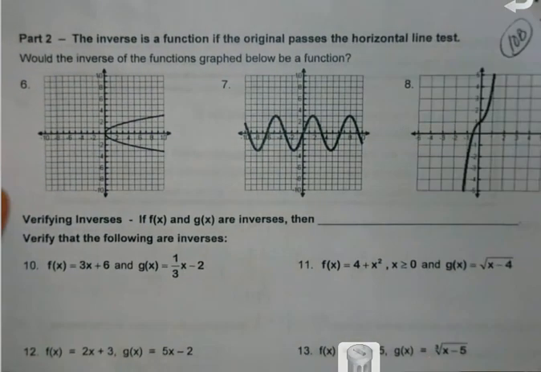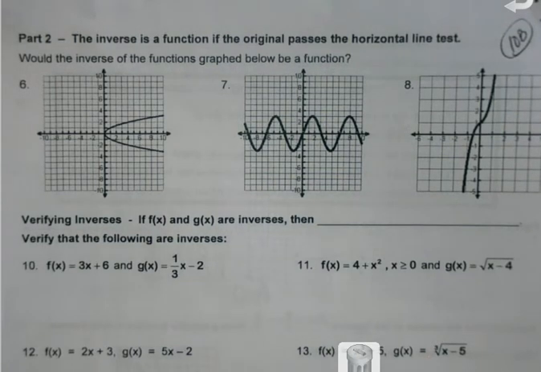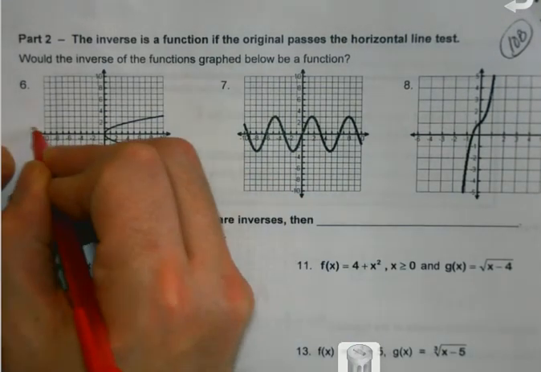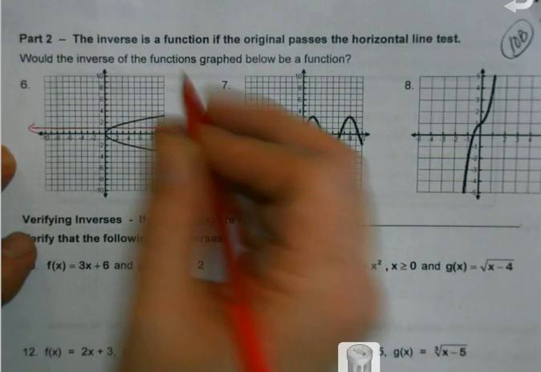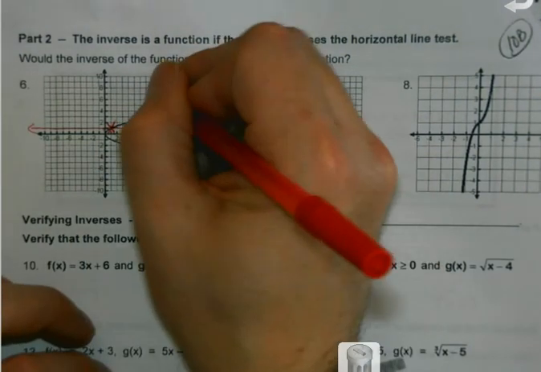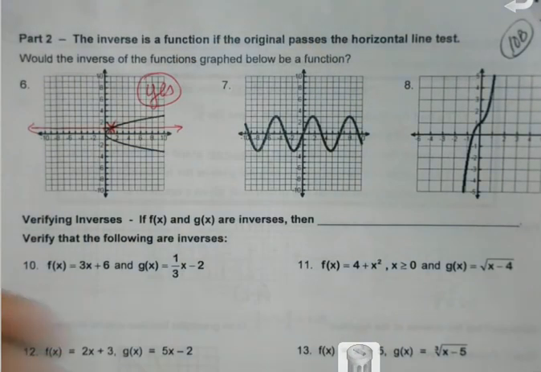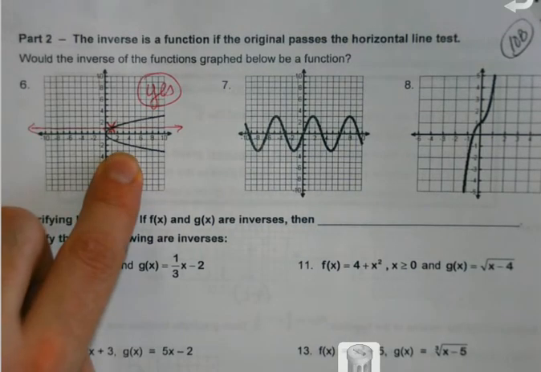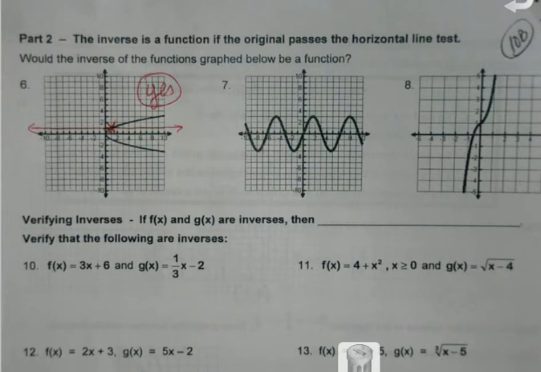So, part 2, this is the simplest one. The inverse is a function. Now, again, you're not having to graph the inverse yet, but the inverse of a function if it passes the horizontal line test. So in other words, just like we did when we were doing the vertical line test, if I can draw a horizontal line through the original graph, and it's only crossing at one point, then yes, the inverse would be a function. Which is strange because if I ran this through the vertical line test, it wouldn't pass it, but its inverse does. Kind of strange.